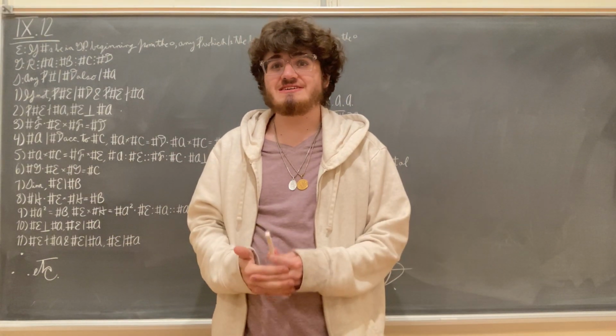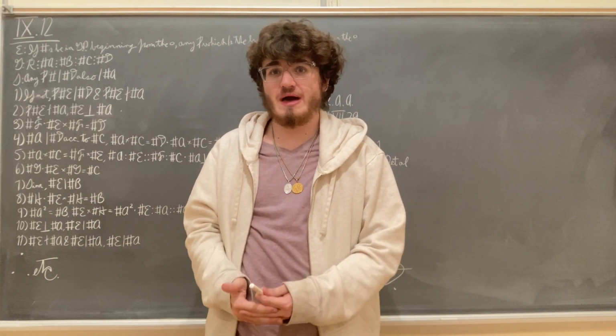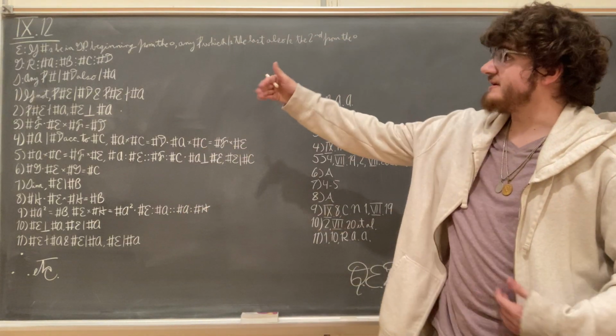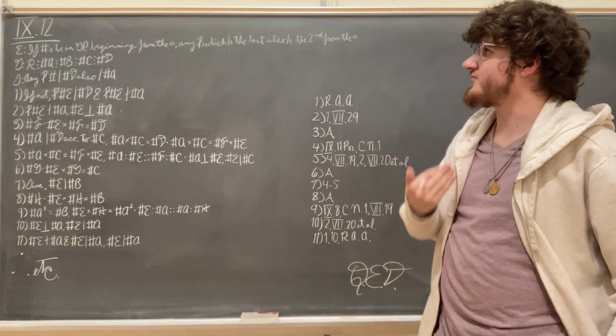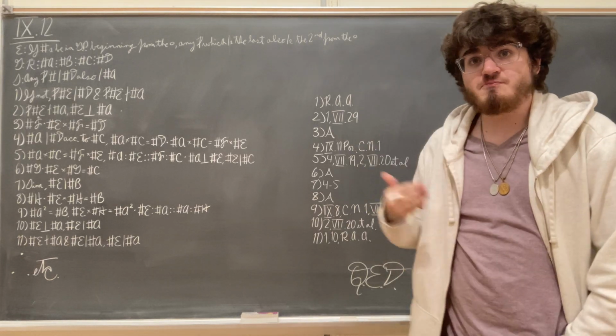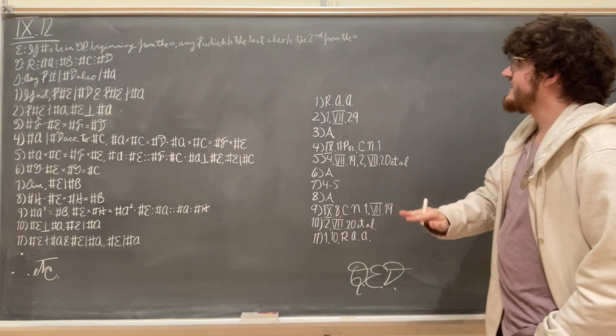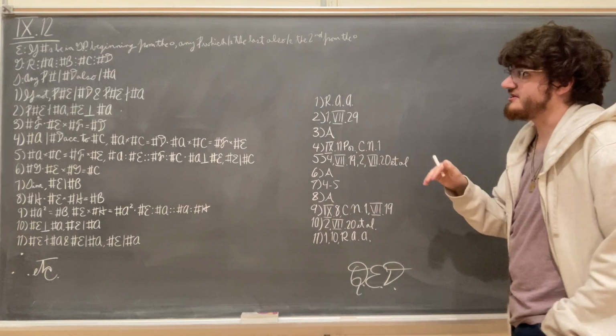Hello! This will be a demonstration of Proposition 12 from Book 9 of Euclid's Elements, which says that if numbers be in continued proportion beginning from the unit, then any prime number which measures the last number also measures the number second from the unit.